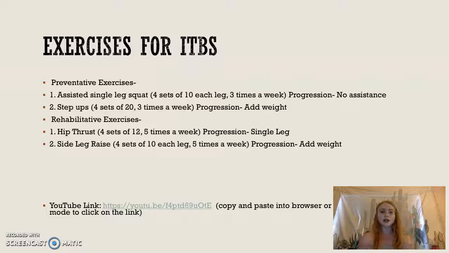Rehab exercises include the hip thrust and then the side leg raise. The hip thrust is 4 sets of 12, 5 times a week, and the progression is to do it single leg, so the single leg works a lot harder. And then the side leg raise is 4 sets of 10 each leg 5 times a week. And the progression would be to add weight on the side of your leg.